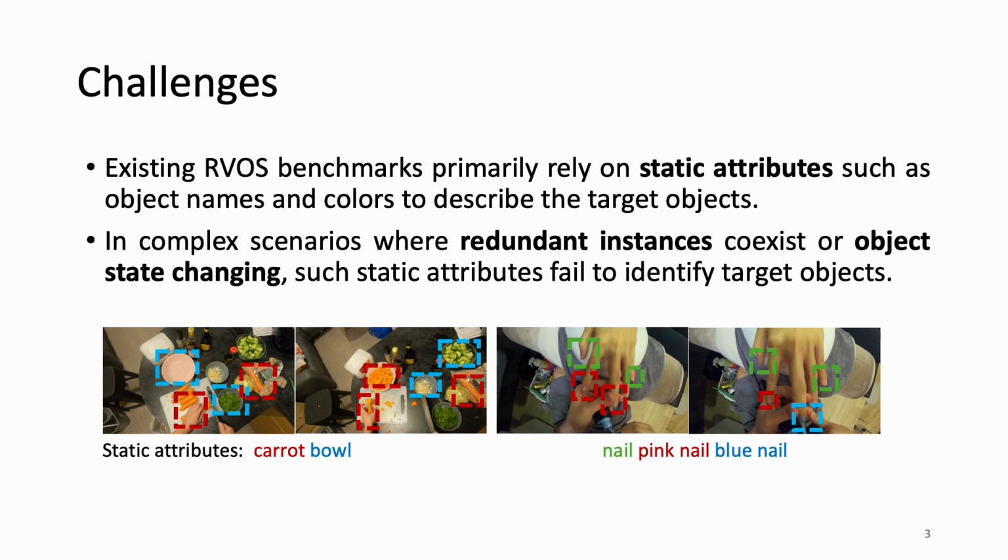For example, in the first video, there are many carrots and many balls in this scene. If we use carrot or ball to describe the target objects, the model could not identify what the target is. In the second video, the person's nail is painted from pink to blue. So neither nail, nor pink nail, nor blue nail could identify the very nail that's being painted in the video.